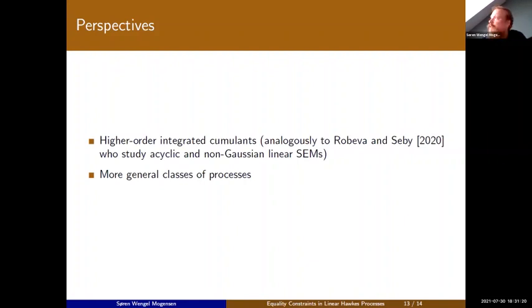Of course, this also raises the question of, is it possible to do the same thing in more general classes of processes? So you could say, well, this is only for the linear Hawkes process. This is a very simple process. You can do this parametric thing. And at least it hints that maybe it's possible to do something with a cumulative or integrated measure, right?